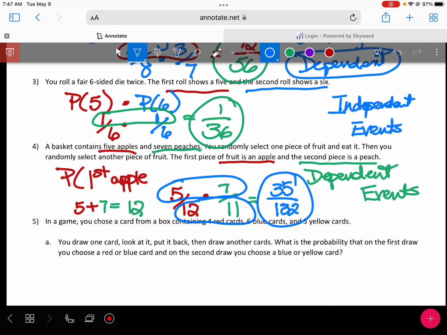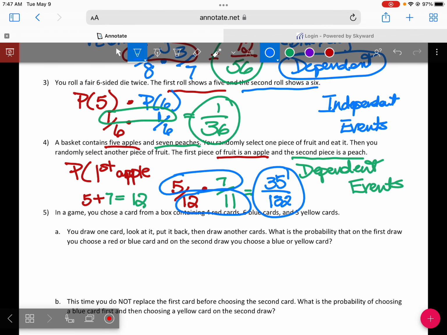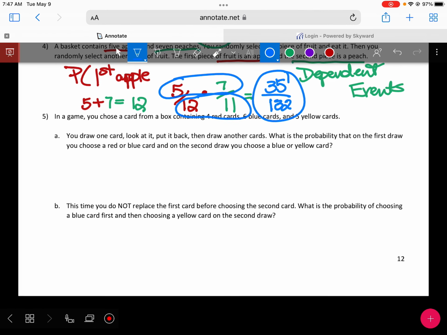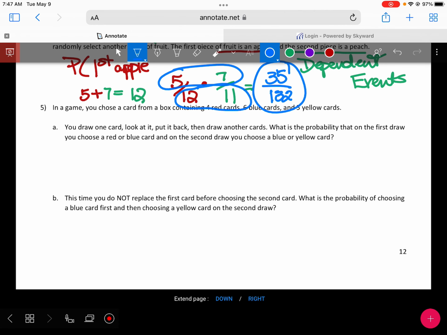So if you notice, independent events will go back to your original denominator. If you have a dependent event, sometimes it will be one less because you have one less item to consider. All right, last problem, 5A and B.